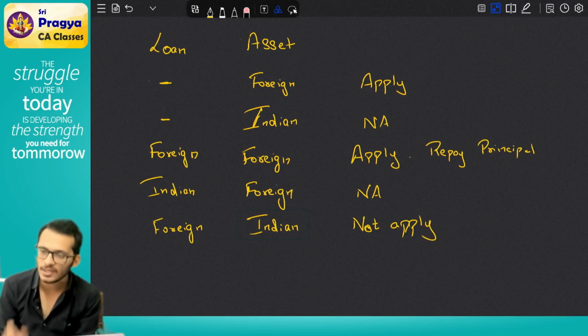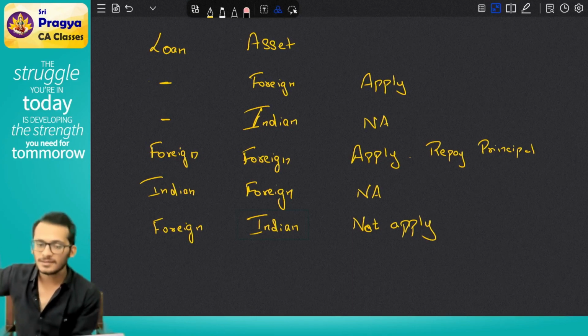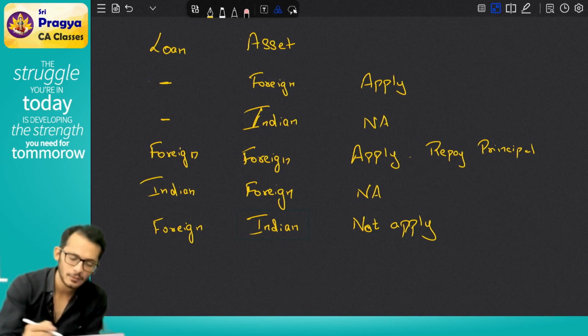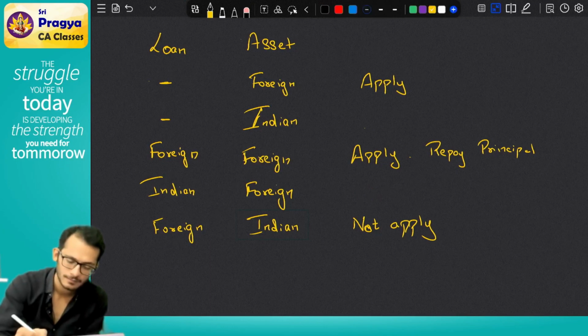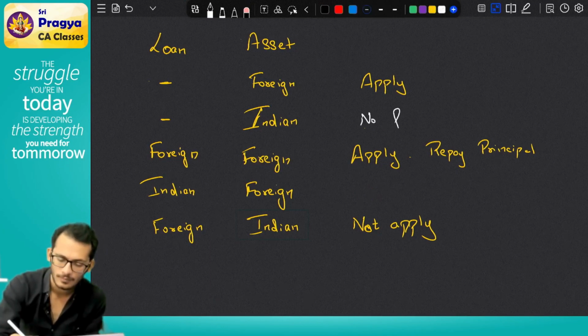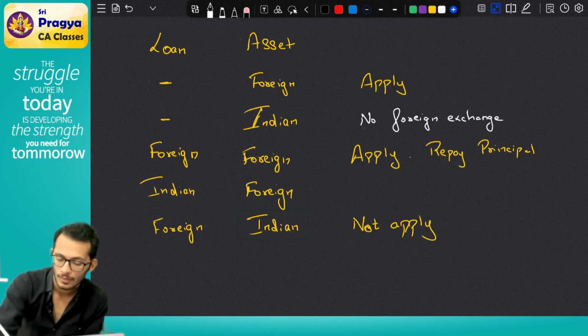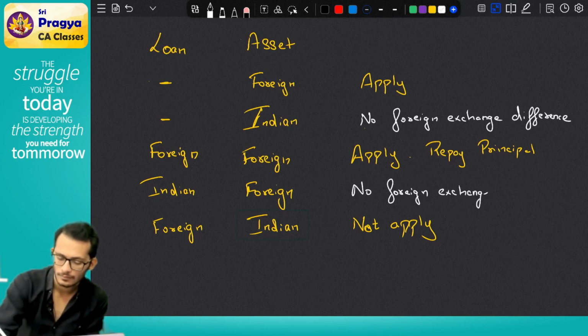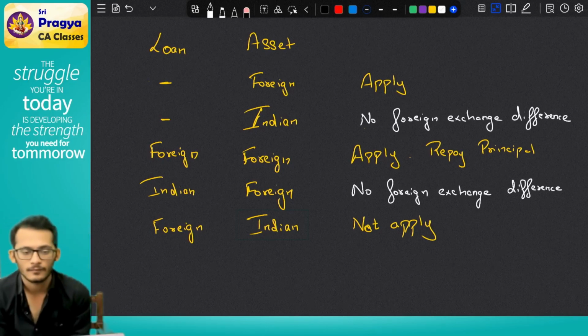Not apply is the case where foreign exchange will come. Because the loan is from foreign, you will have a foreign exchange loss. But still I'm not saying the section is applicable because it is not a foreign asset. That's what the difference is. If you find it confusing, instead of putting it as not applicable, you can say no foreign exchange loss or gain. No foreign exchange difference.